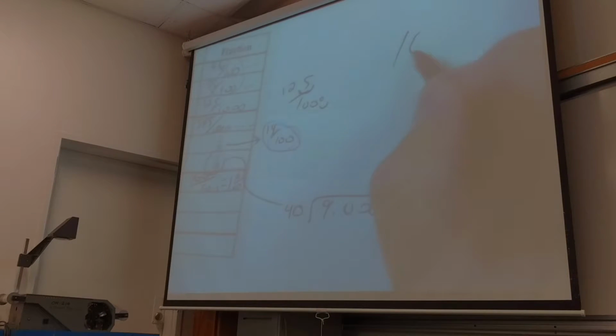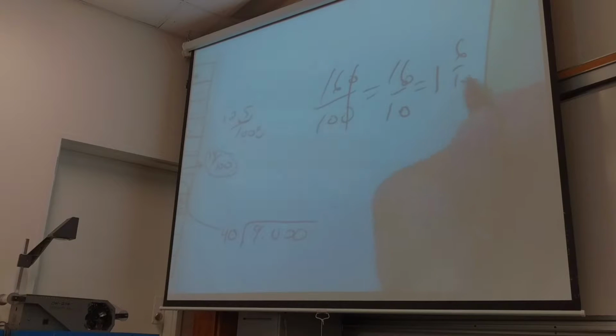Is everybody cool with that? 160 over 100 would be 16 over 10. 10 goes into 16 once with 6 left over. So of course they're the same thing. So there are multiple ways of getting the same answer. They just look different. And then you can reduce it, right?